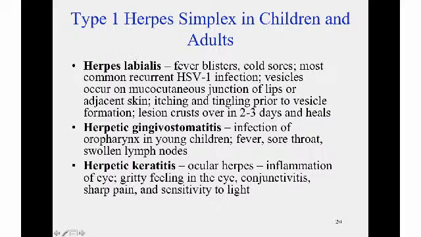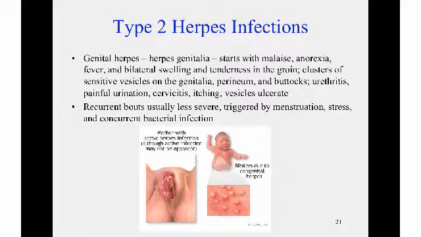So going back to herpes labialis, this is the most common recurrent HSV-1 infection. Vesicles form on the mucocutaneous junction of the lips or adjacent skin, and this is followed by itching and tingling prior to vesicle formation. The lesion will crust over in 2 to 3 days and heal.